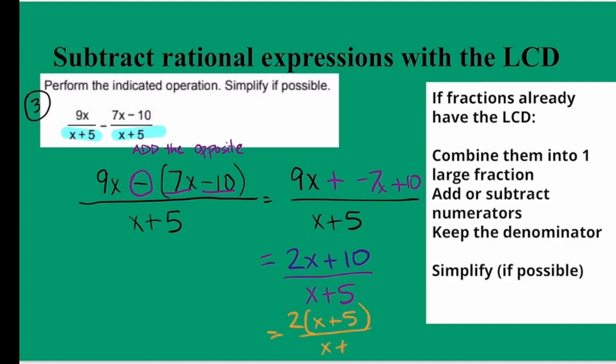Our denominator is x plus 5. So those x plus 5s now can cancel. Now we're only left with one part left. So your answer is going to be 2. That's how you add and subtract rational expressions if you already have a least common denominator.